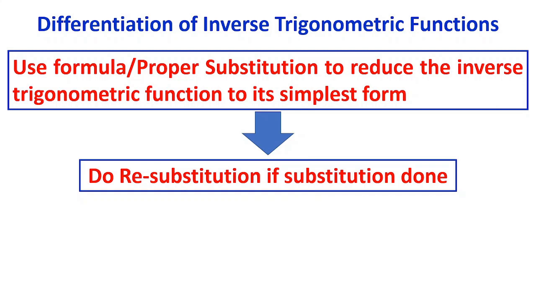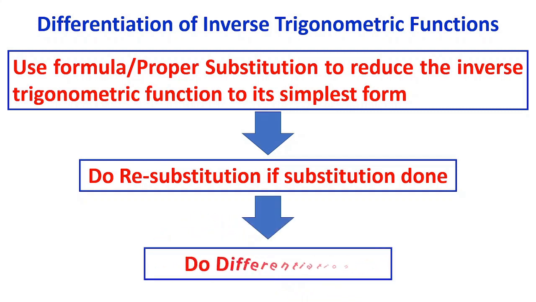Suppose when you put x is equal to something in terms of theta, at the end you may get the final answer as theta by 2, but don't directly write the answer as 1 by 2. Here most of you will be confused, but be careful. When you have done substitution, you have to do resubstitution. And after the resubstitution, you have to get the differentiation.